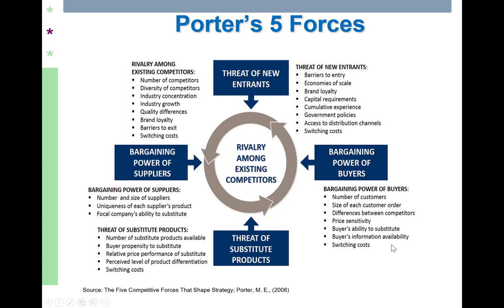Maybe they have a little bit more power because they can do some switching. And the switching costs of going to a Wendy's from McDonald's could be just literally walking across the street. And perhaps price sensitivity is something that is concerned. That's why you have all the value meals. And then last but not least, the threat of substitutes. And in this particular case, it's not necessarily substituting a competitor, but rather substituting a food or a process.